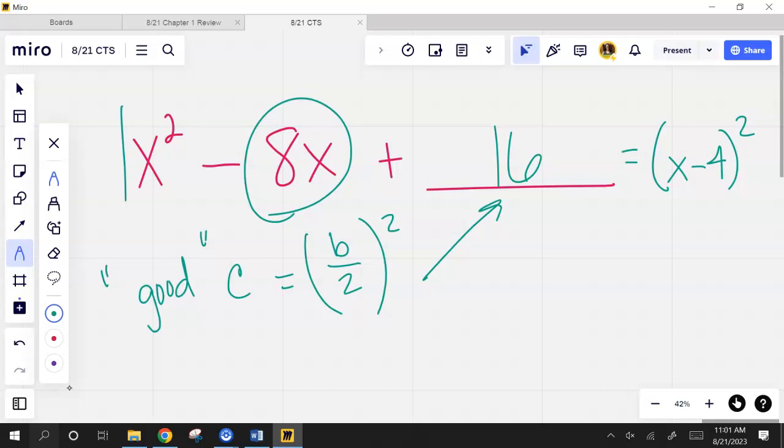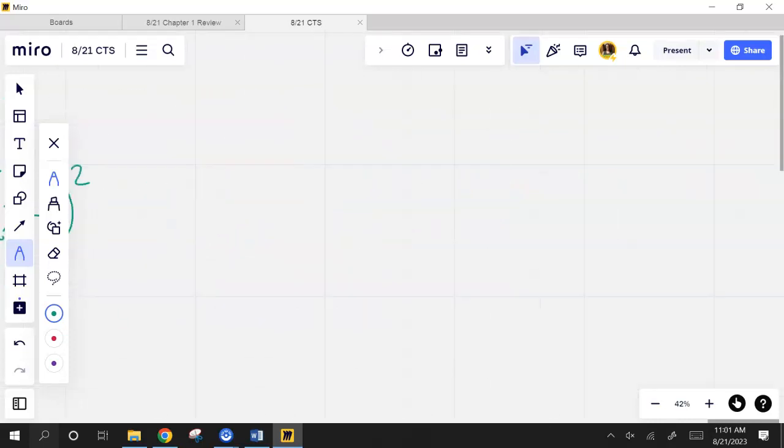Okay. That's right. A lot of people can just look at it and find it, and you don't need the formula, but if you like a formula, there's a little formula for you. Okay? Let's do another one.